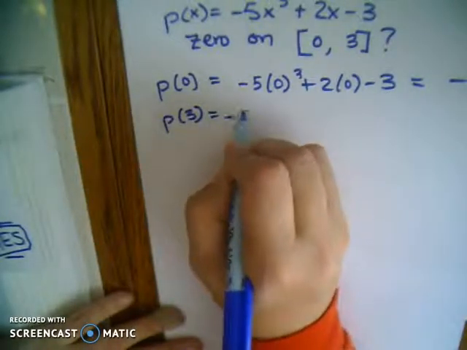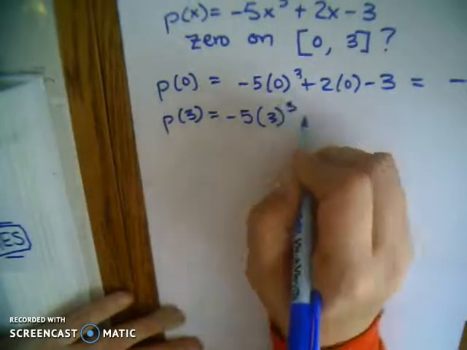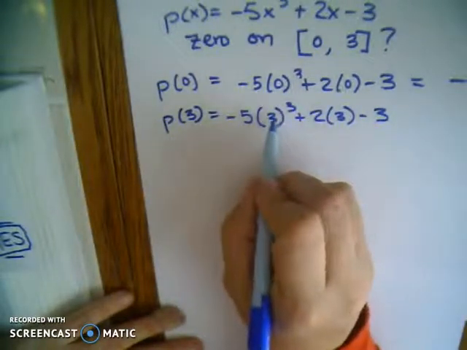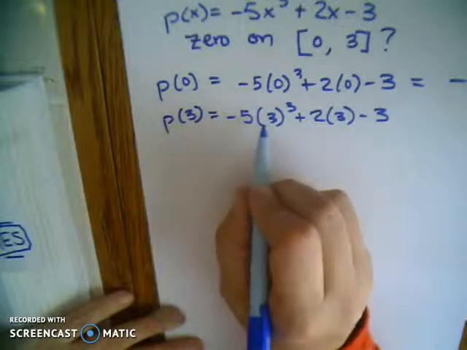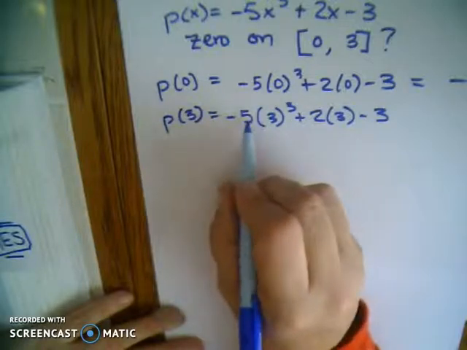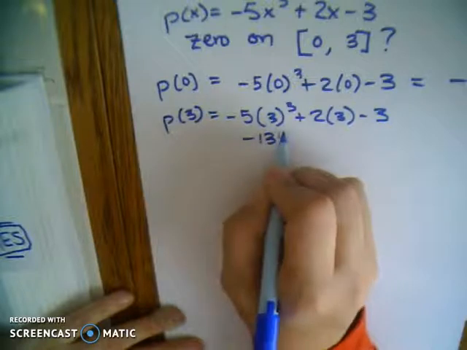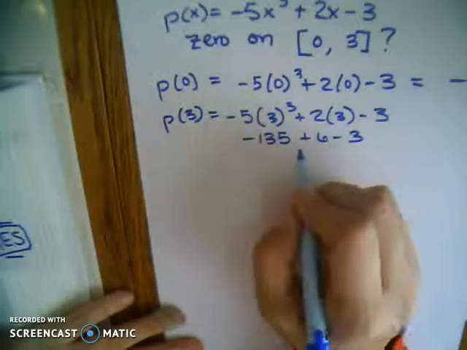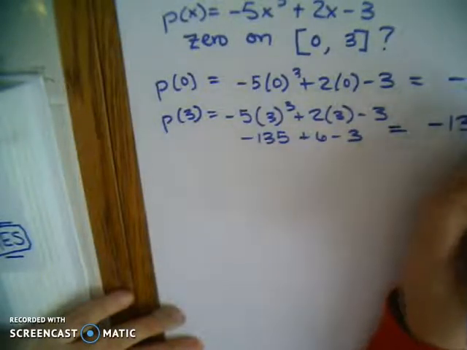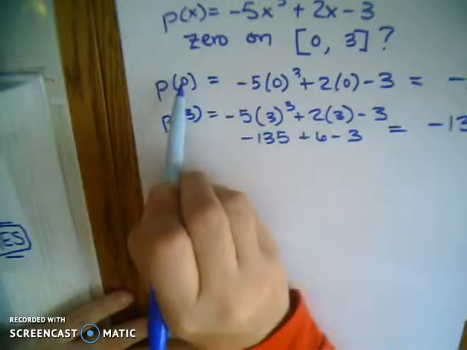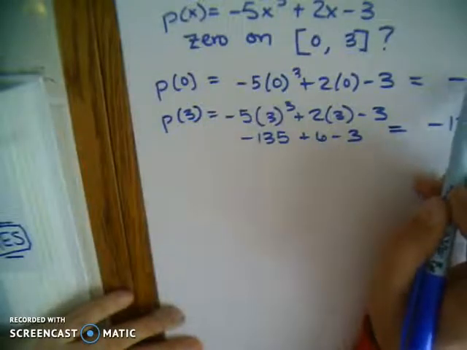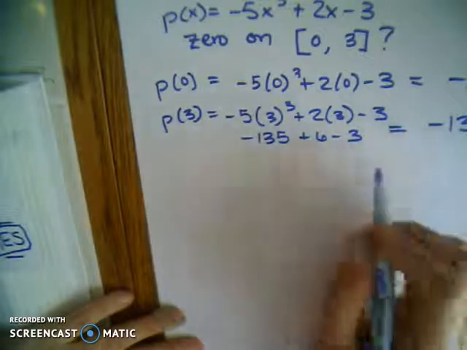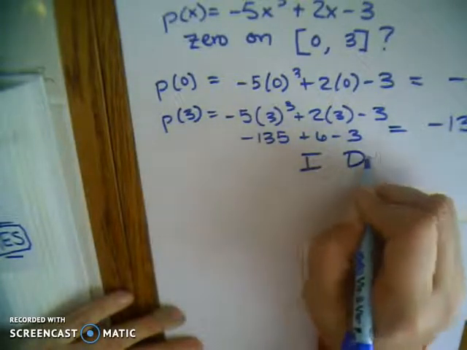When we plug 3 in, -5 times 3 cubed plus 2 times 3 minus 3. Oh, this is going to be a big number because 3 cubed is 27. And we're going to multiply that by 5. And I believe that's going to be -135. And then plus 6 minus 3. So that's -132. So at x equals 0, we're below the x-axis because we got a negative. And at x equals 3, we're below the x-axis because we got a negative. So it's I don't know.